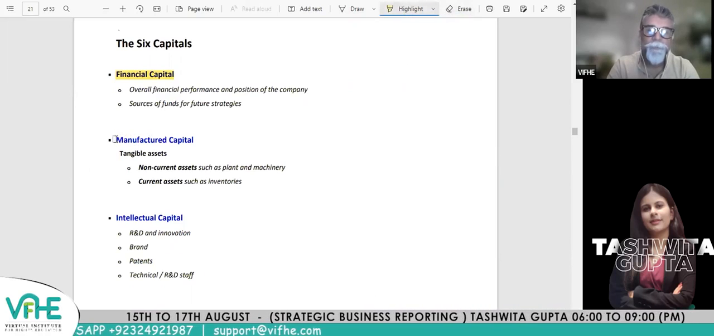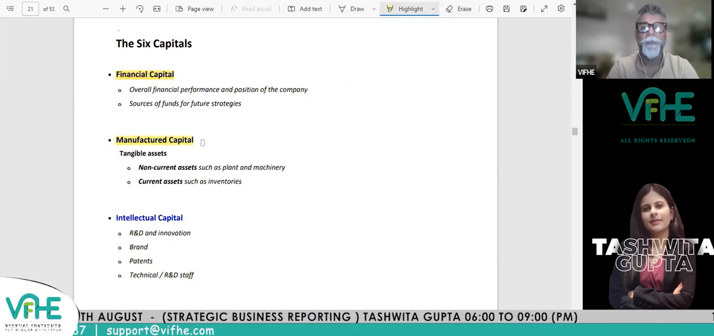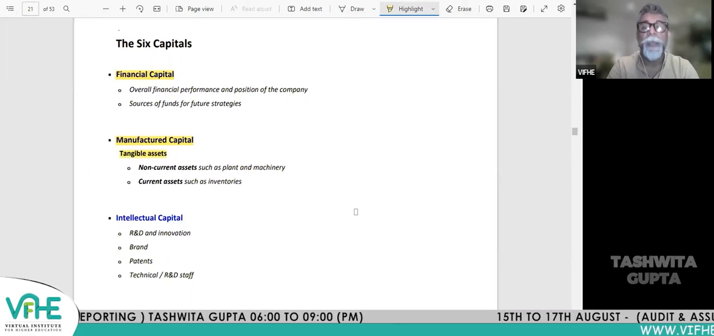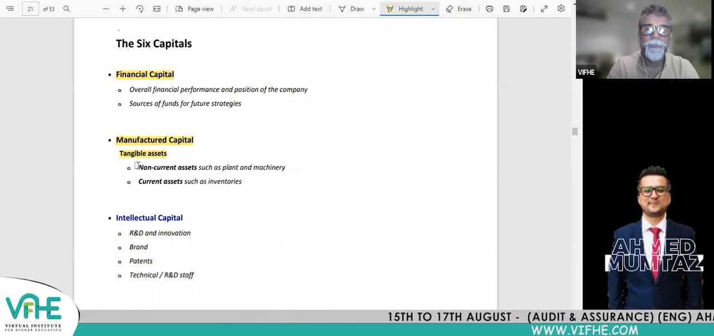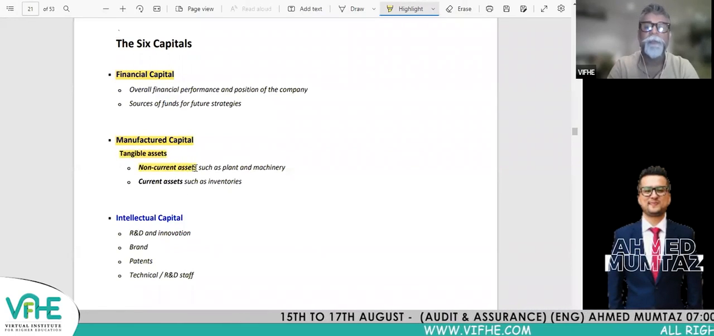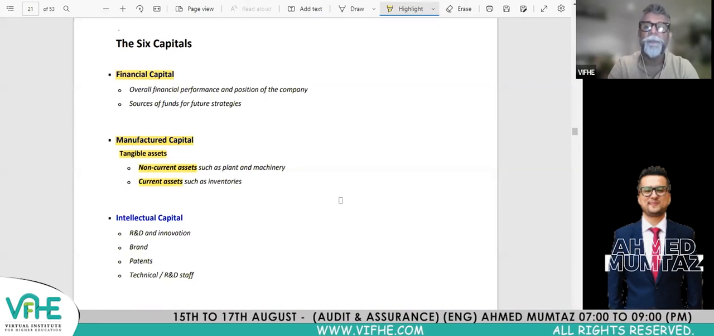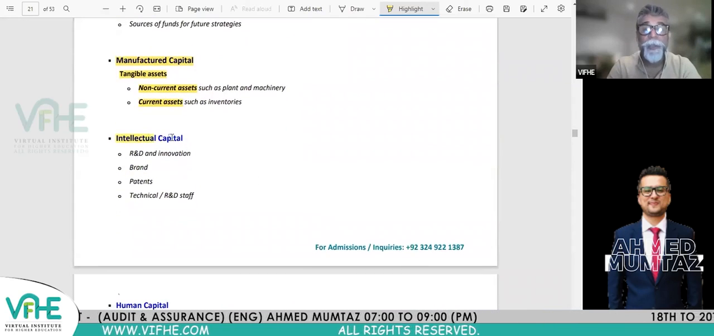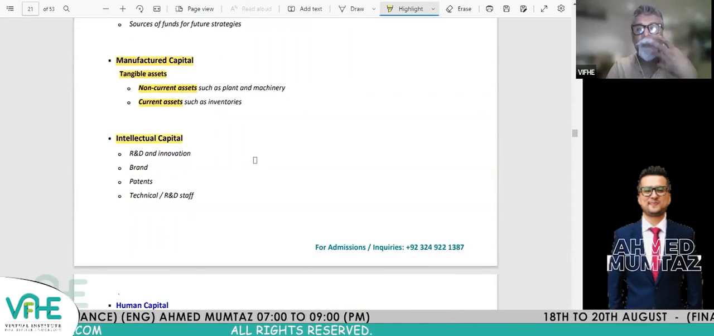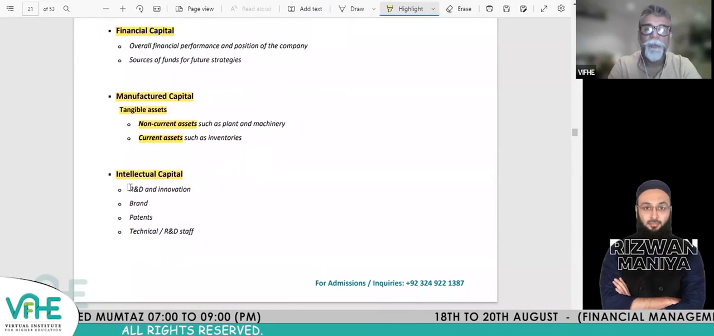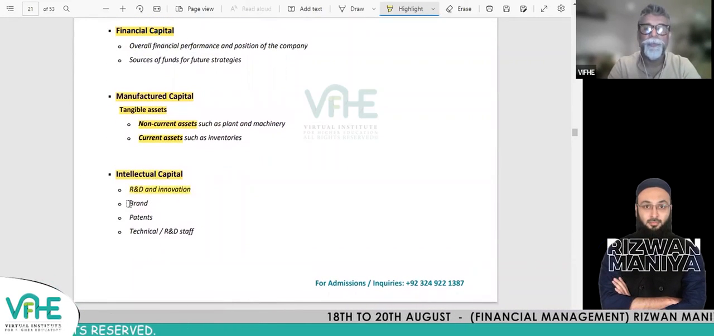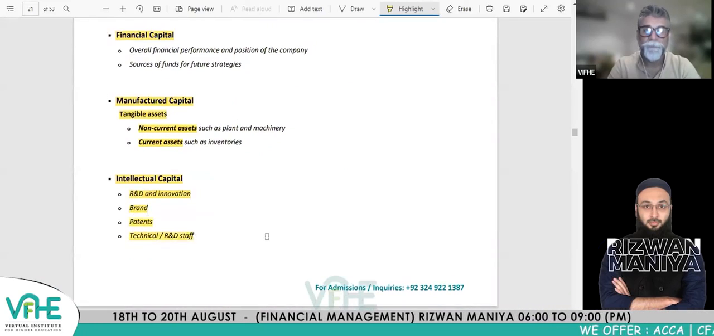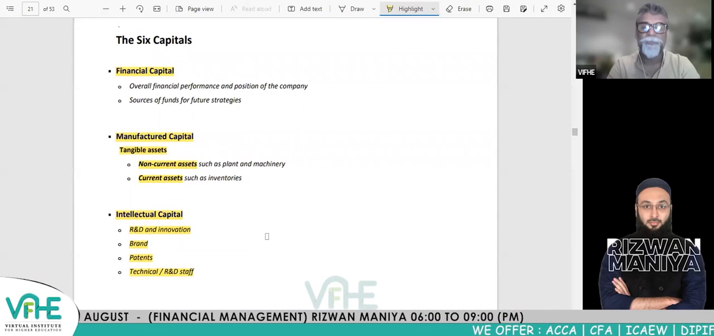Then it talks about manufacturing capital. Manufacturing capital basically means it talks about tangible assets. It breaks it into non-current assets like plant and machinery and current assets like inventories and working capital. Then it talks about intellectual capital, which is intangible assets of the company, like research, development, and innovation, brands, patents, my skilled staff, scientists, all those intellectual capital.